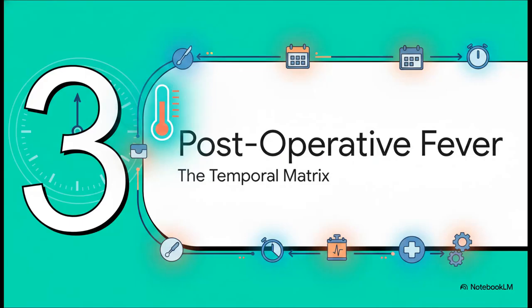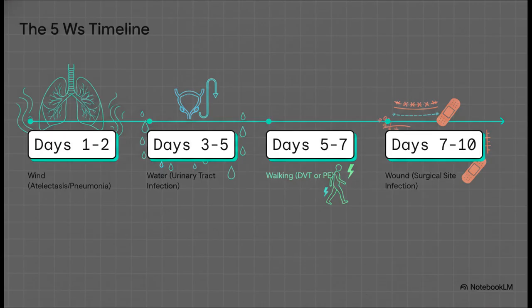All right, let's shift gears to Module 3, postoperative fever, and what we call the temporal calendar matrix. Managing a post-op fever is basically chronological deduction. It follows a relentless timeline mapped to the 5 Ws. Days 1 to 2 is wind. Think atelectasis or early pneumonia. Days 3 to 5 is water, usually a UTI from an indwelling Foley catheter. Days 5 to 7 is walking, where you're hunting for a DVT or a pulmonary embolism. And days 7 to 10 is wound, pointing right at a surgical site infection or a deep abscess.